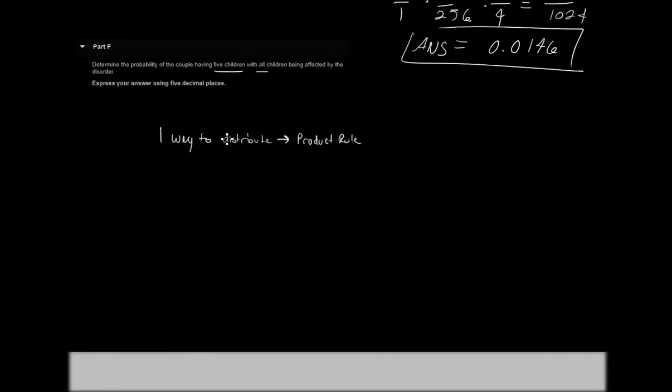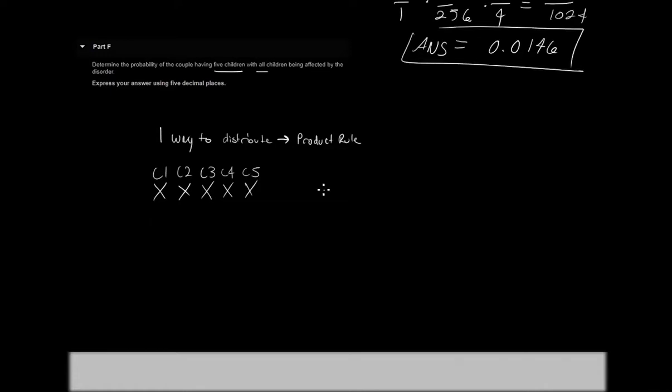Now, I already gave you a hint for part F. Part F is asking us to determine the probability of the couple having 5 children, with all children being affected by the disorder. As you can see here, I wrote that there's only one way to distribute this, so we're going to be using the product rule. To illustrate this, there's only one way to organize this. If we're implicating that a child being affected is with an X, and we have 5 children, you can't distribute these X's amongst each other like we did when we had a check mark. So there's only one way to do that, so we can use the product rule here.